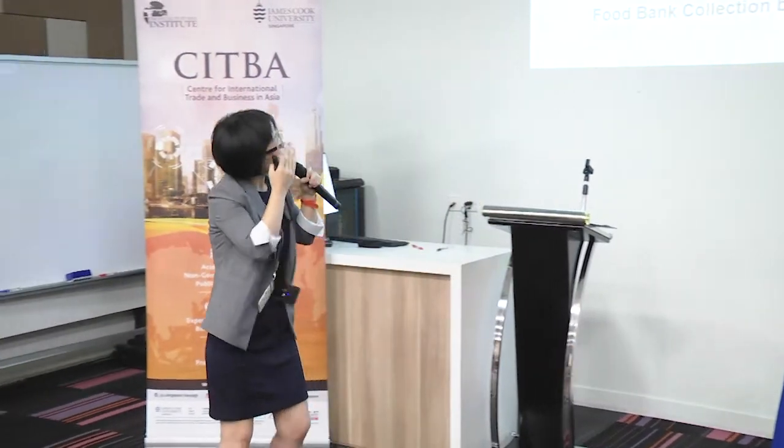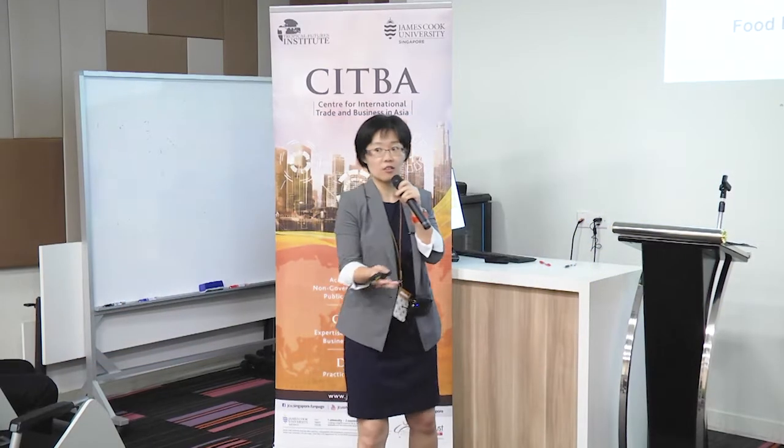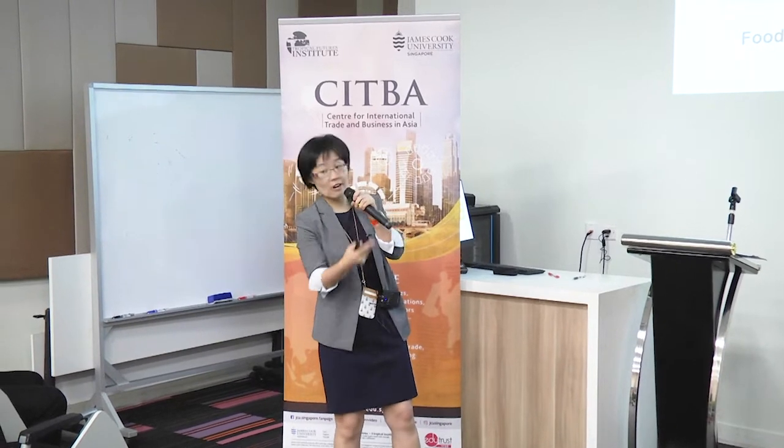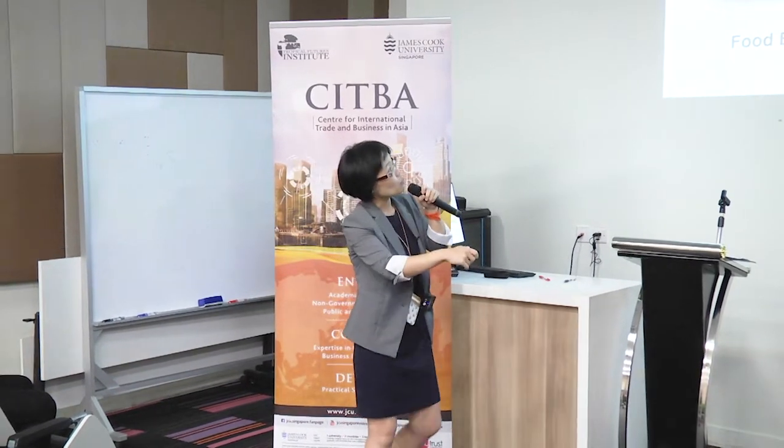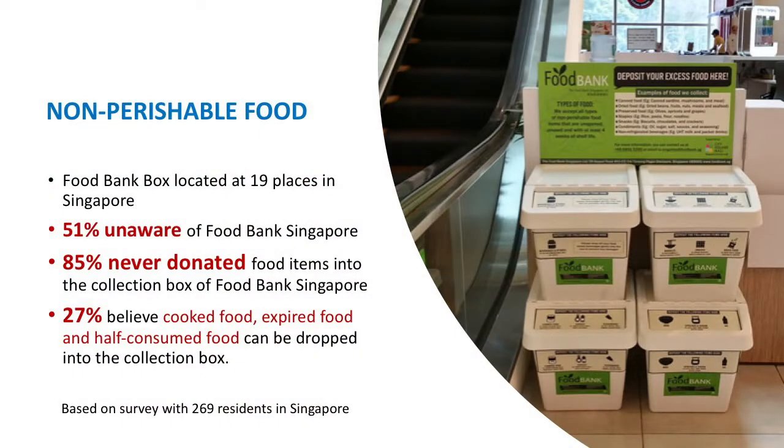So the next one, redistribute. I did some research and talked with some of these charity organizations. Currently, the redistribution of unused or surplus food is facilitated by charity organizations, for example Food Bank Singapore, Willing Hearts, and Food from the Heart. Last year I did a project with Food Bank Singapore to understand their process. Basically they collaborate with food establishments like hotels, restaurants, and supermarkets. They collect the food from them and send it to the needy, the beneficiaries, for example some low-income households and orphanage centers.